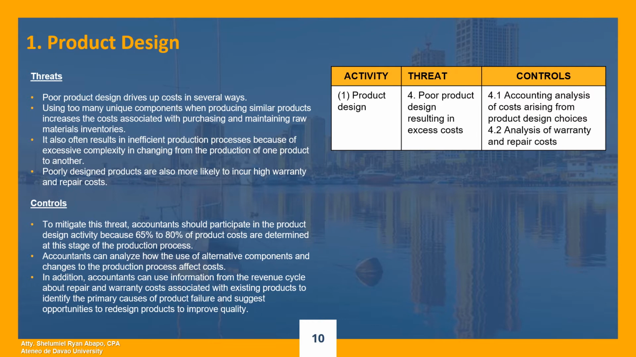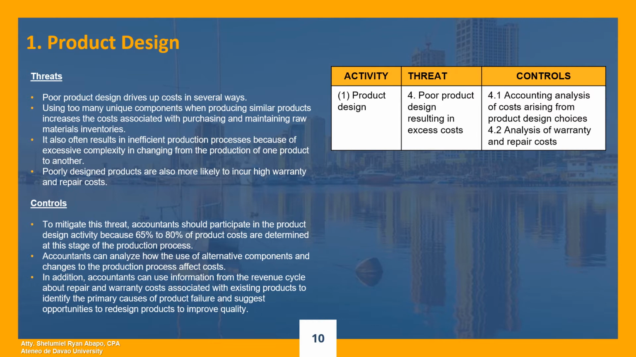To mitigate this threat, accountants should participate in product design activity because 65 to 80% of product costs are determined at this stage of the production process. Okay? Why is there a participation of accountants at this point in time? Because accountants, with figures that they know, can analyze how the use of alternative components and changes to the production process can affect the cost. In addition, accountants can use information from the revenue cycle about repair and warranty costs associated with existing products to identify the primary causes of product failure and suggest opportunities to redesign products to improve quality.